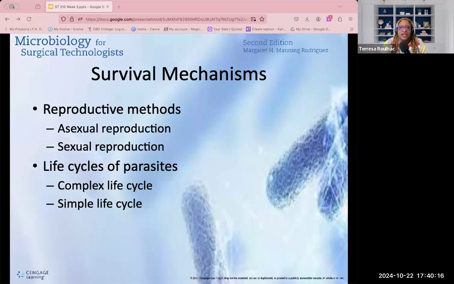Examples would be Entamoeba histolytica, which causes amebic dysentery, primarily exists in a single host, a human.